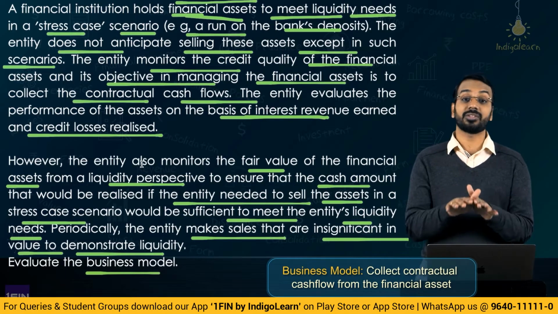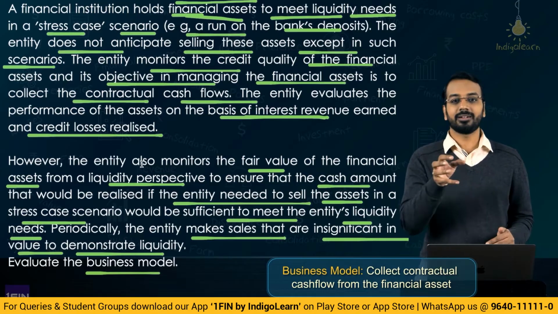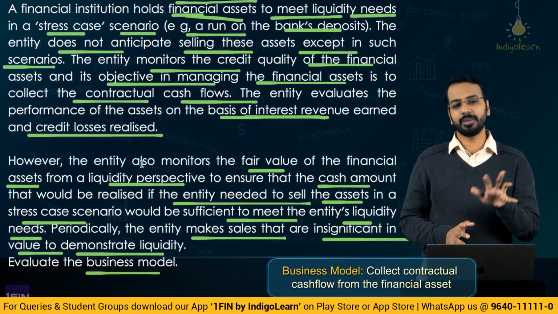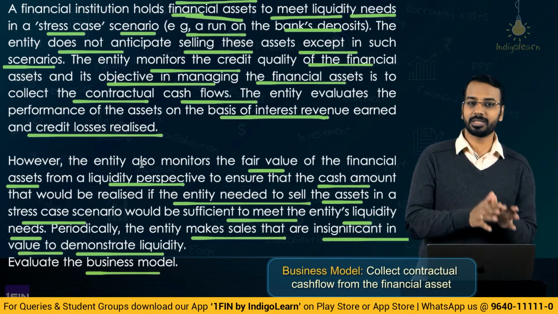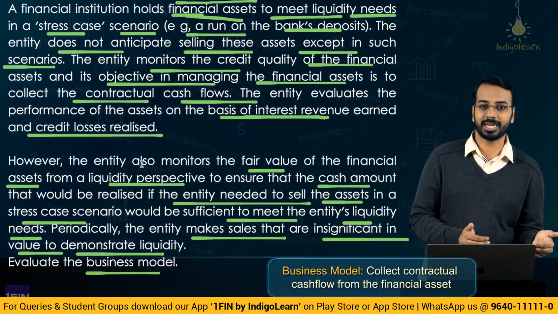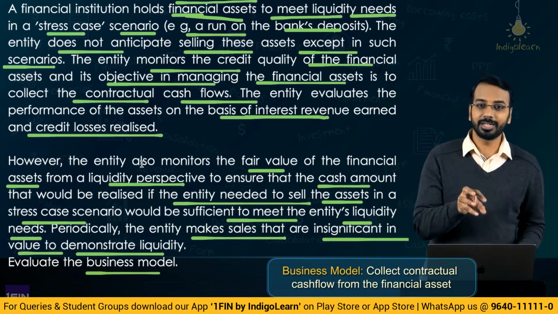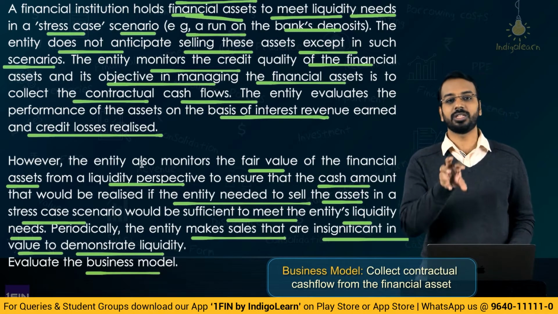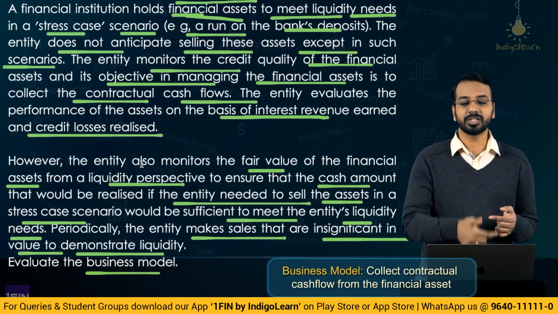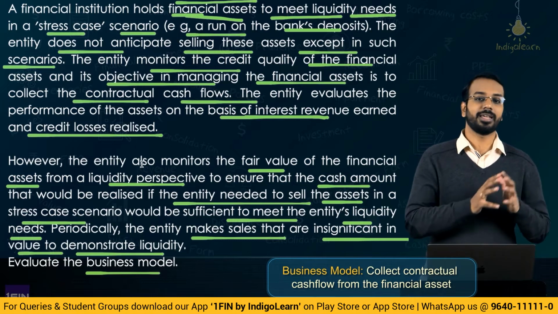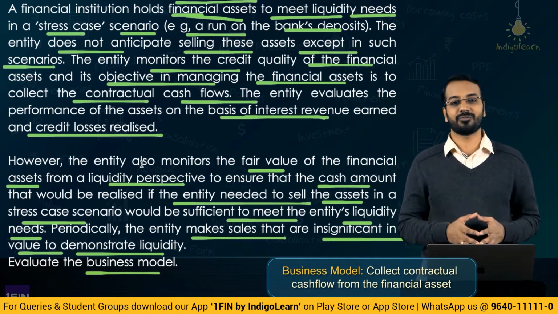Even in that case, the classification will not change, because the intention is to collect contractual cash flows. But now imagine a situation where the entity, on a day-to-day or weekly basis, has to sell financial assets to meet a liquidity crunch. Then the intention of the entity in holding this financial asset is to get contractual cash flows as well as cash flows from sale of the financial asset. But otherwise, the intention is to collect contractual cash flows only.